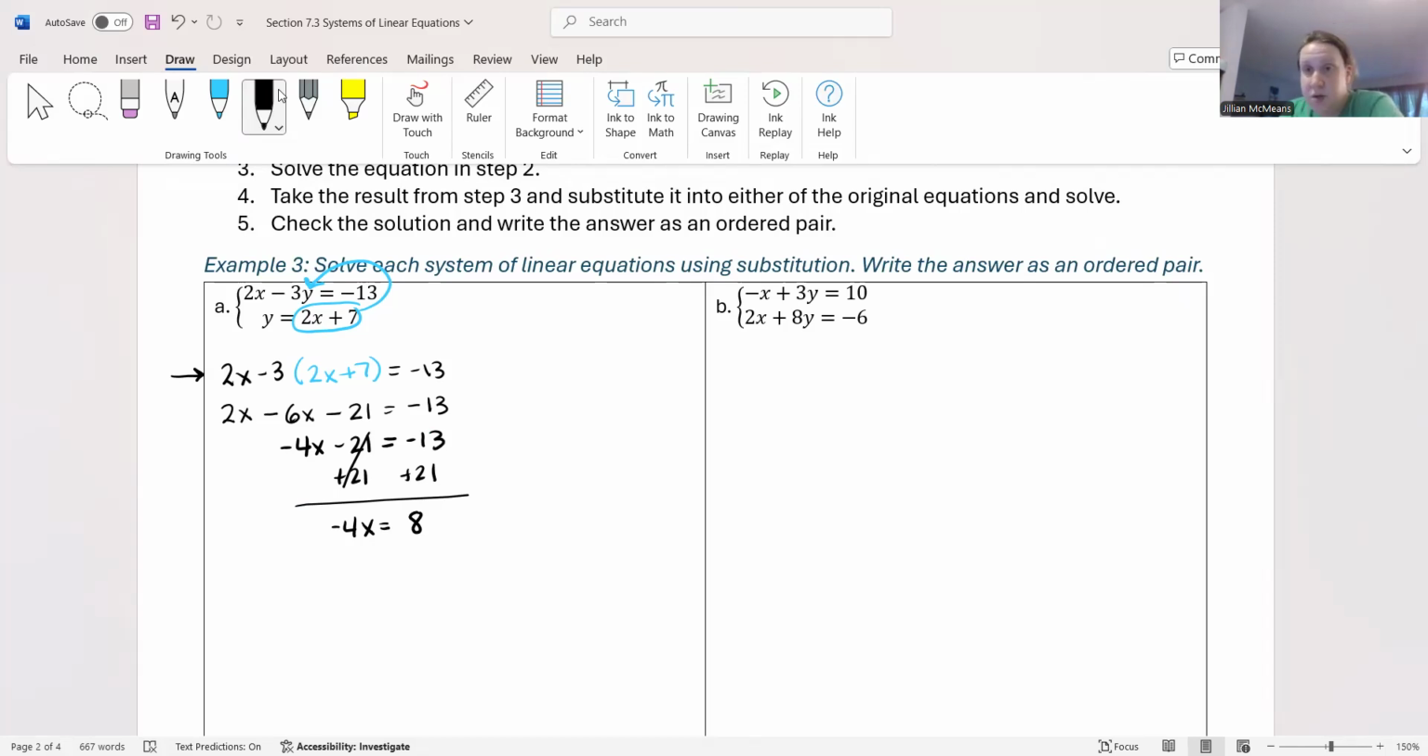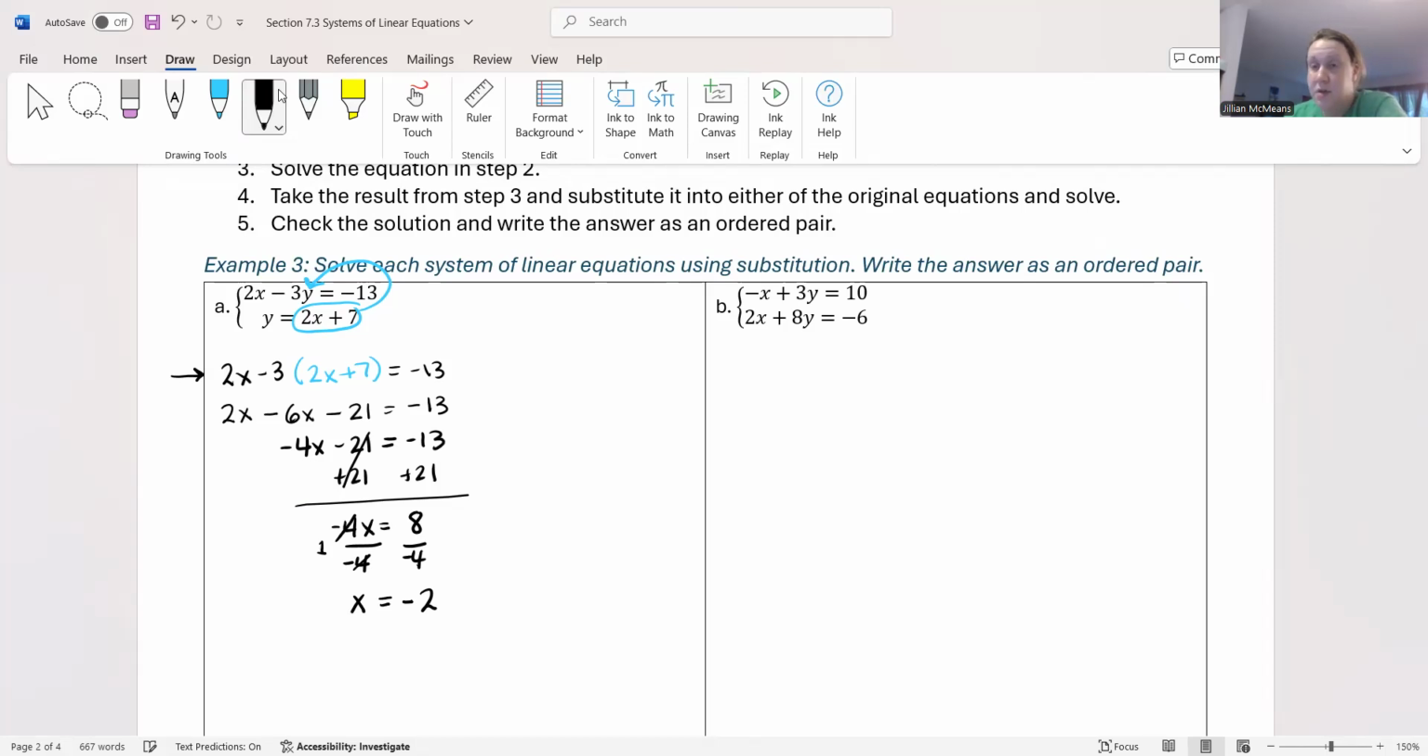And then finally, we need to undo the multiplication of -4 and x. So I divide both sides by -4. The -4s, we would get lazy and say they cancel. Just know that when we divide them, we get 1. And 1 times x is just x. And then 8 divided by negative 4 is negative 2.